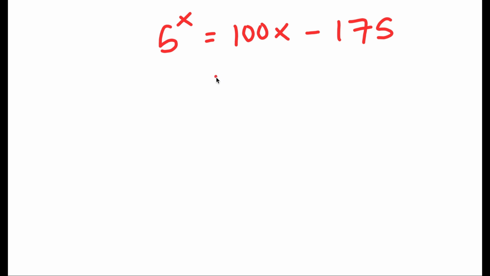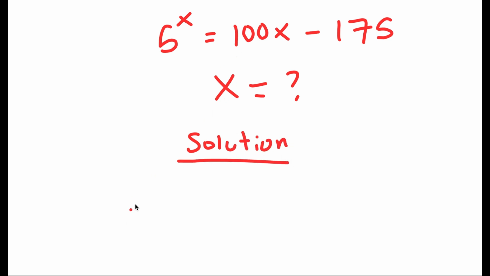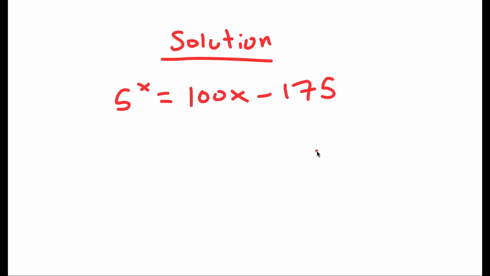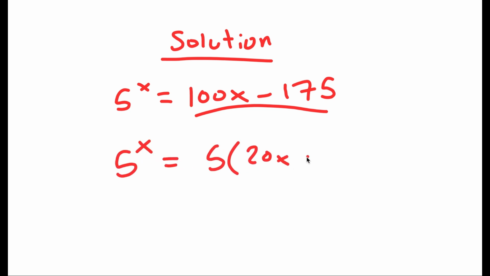So, to find my value of x for my solution, I'm going to first start by writing my equation down here. So I have phi to the power of x is equal to 100x minus 175. And what I'm going to do is start by factoring out 5 from the right-hand side. So I have phi to the power of x is equal to 5 times 20x minus 35.